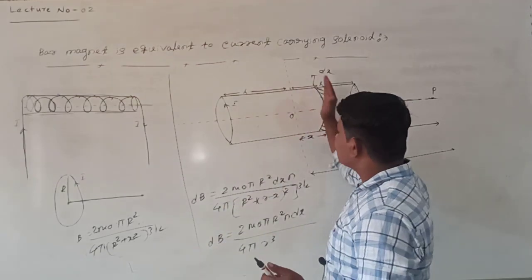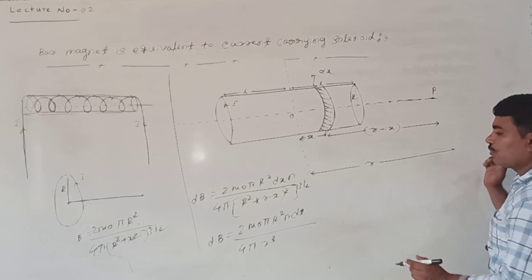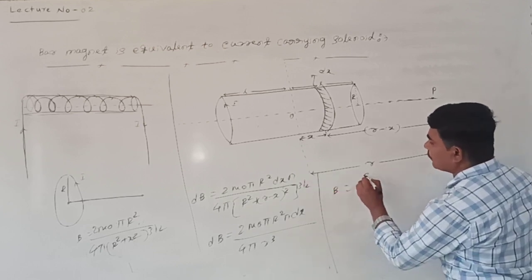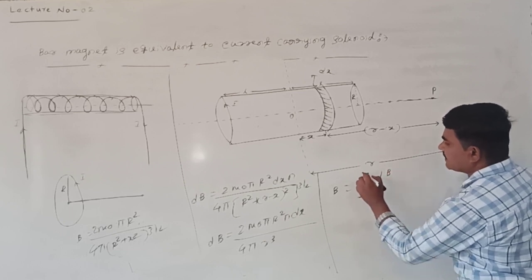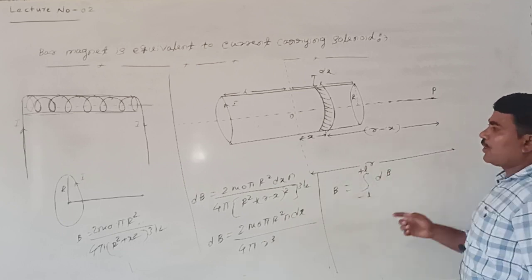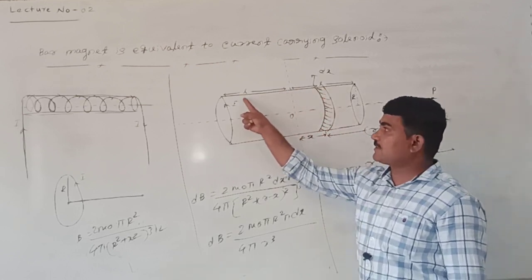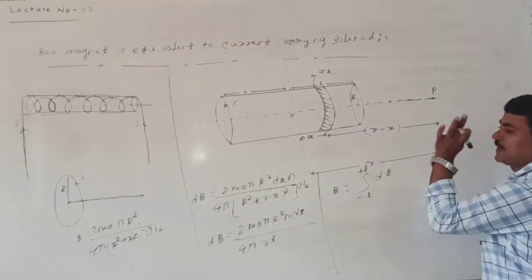To add all circular elements, I want to make it an integration. I mean, total magnetic field, how to form? Total magnetic field I can simply represent as B is equal to integral of dB from where to where? From minus L to plus L. Because along the positive x-axis I can take small l, along the negative x-axis I can take minus L. Length can be added from minus L to plus L.